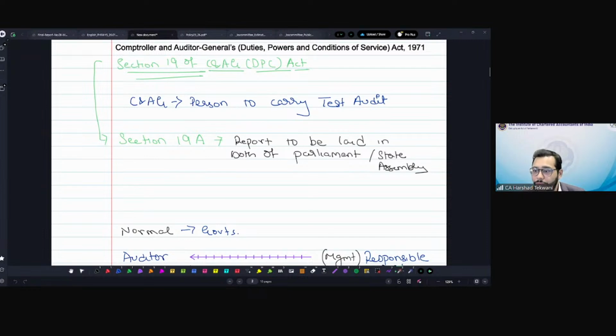Okay, there is one doubt. What is an autonomous body? Basically, they are working independently. They are not driven by the government. It's an autonomous body, either set up under the Constitution or under any statutory law. They are working automatically. ICAI is an autonomous body.